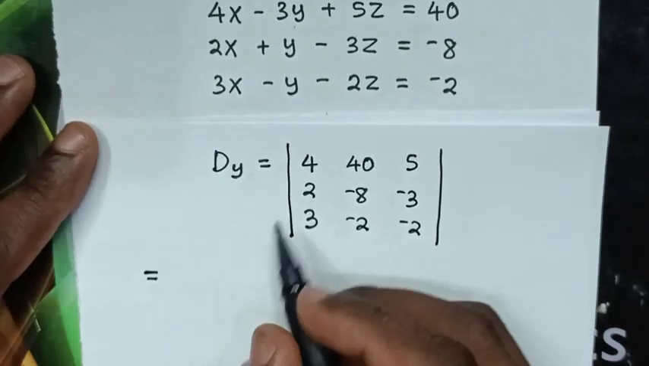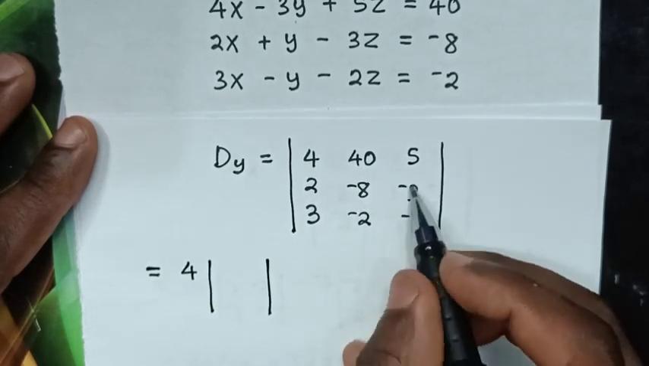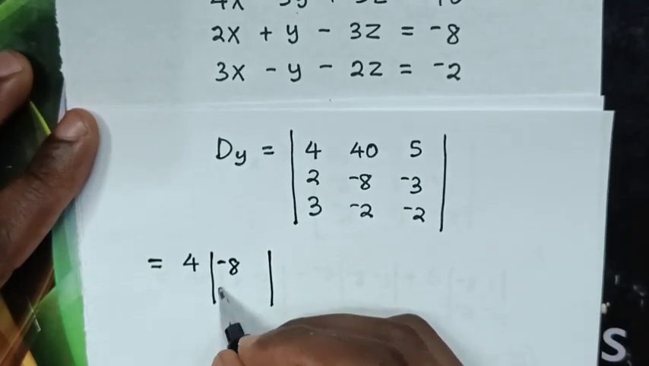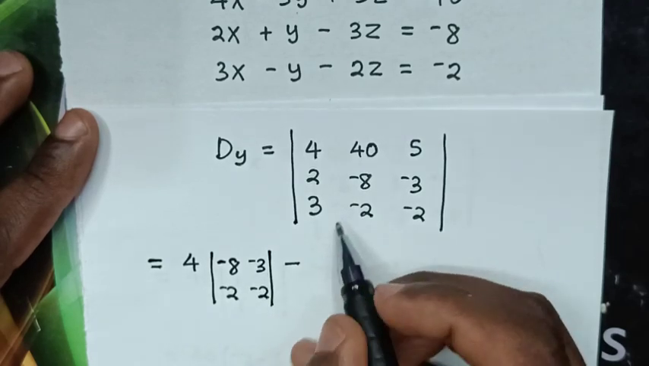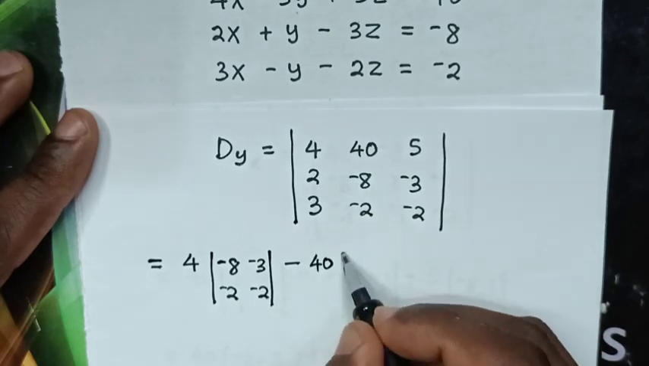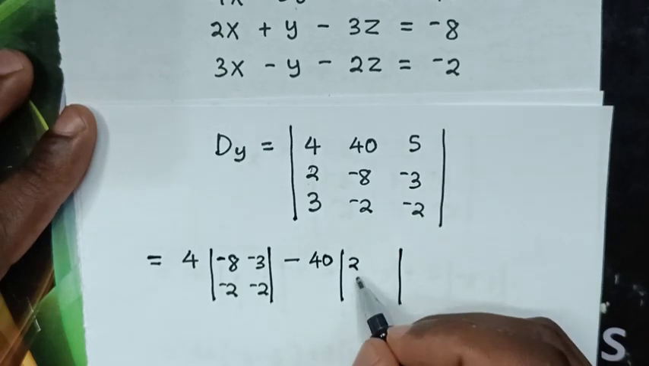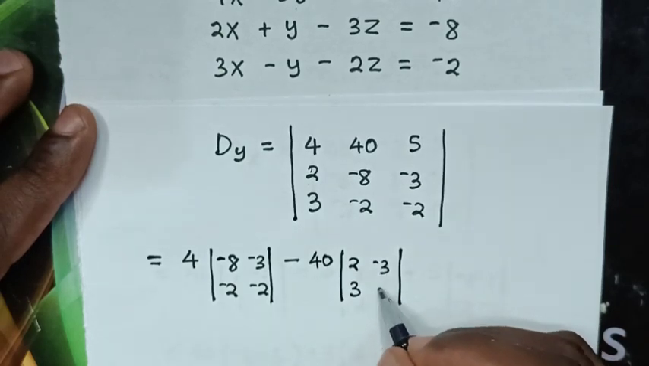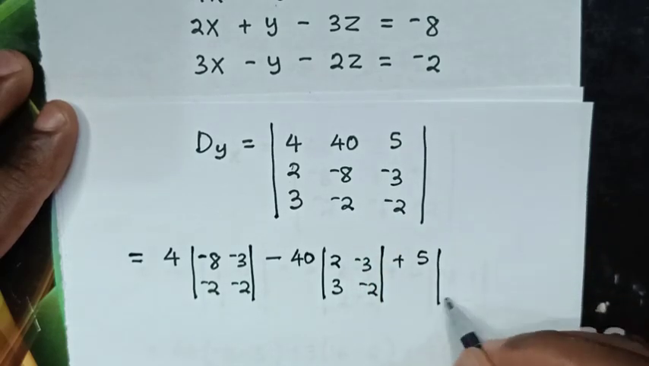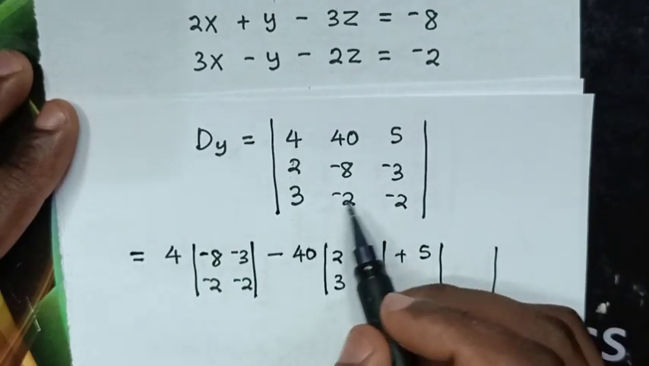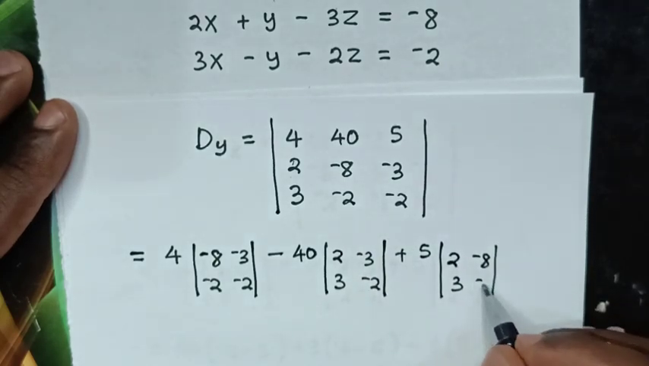So it will be equal to 4, then the determinant of this column and this column, which is negative 8, negative 2, negative 3, negative 2, then minus this 40, the determinant of this column and this column, which is 2, 3, negative 3, negative 2, then plus 5, the determinant of this column and this column, 2, 3, negative 8, negative 2.